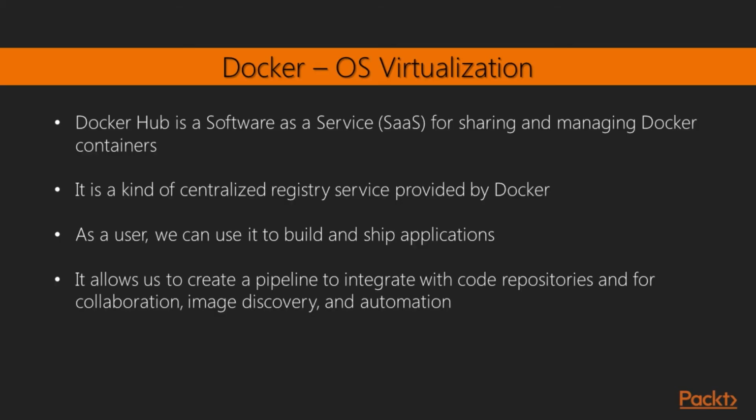Docker Hub. Docker Hub is a software as a service, SaaS, for sharing and managing Docker containers. It is a kind of centralized registry service provided by Docker. As a user, we can use it to build and ship applications. It allows us to create a pipeline to integrate with code repositories and for collaboration, image discovery, and automation.